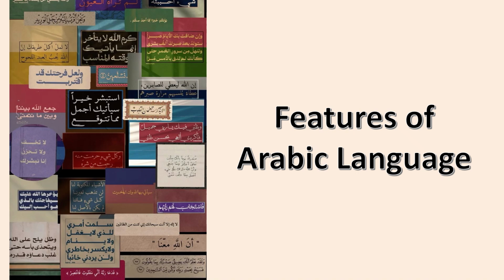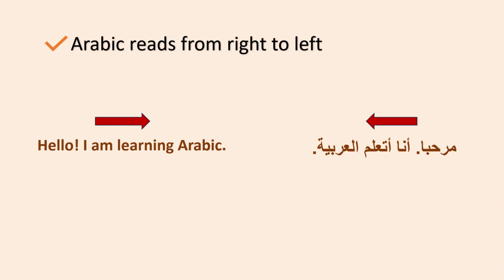In this video we are going to learn about some features of the Arabic language that will help us understand the language in order to understand reading. To start with, Arabic reads from right to left. Unlike English, where the sentence starts from the left to the right, Arabic is the complete opposite. It starts from the right to the left.